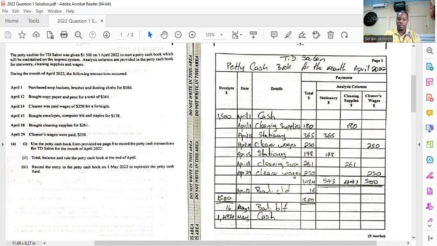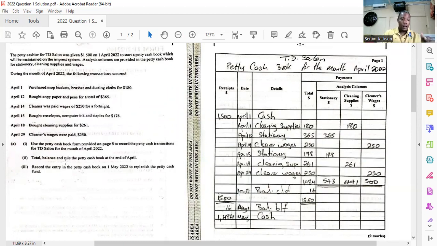And the difference is $16. So that's the balance carried down at the end of the period. And you have it right there. Now, both sides are equal, 1,500. So you can have the totals now, 1,500. The question did go on to say that you should total, balance and rule the petty cash book at the end of the period, which we have just done.